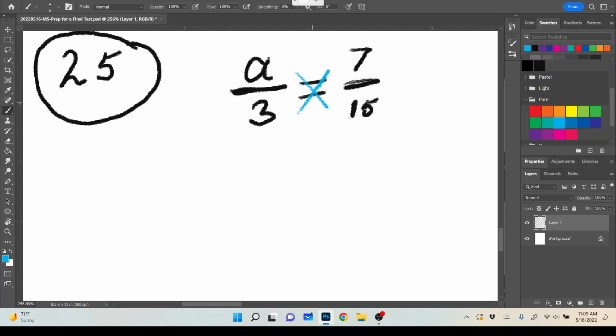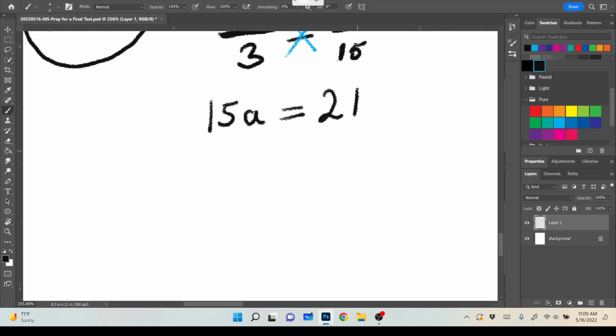What's A times 15? 15A, yes, usually. Technically, it's right either way, although it's less normal the other way. What's 3 times 7? 21. Good catch. Now, what do we need to do? Get rid of the 15 multiplied.